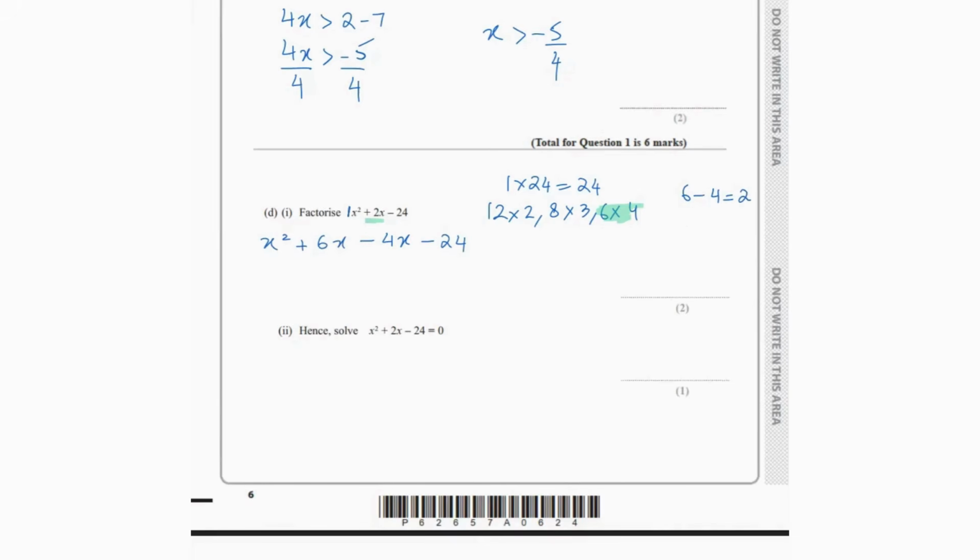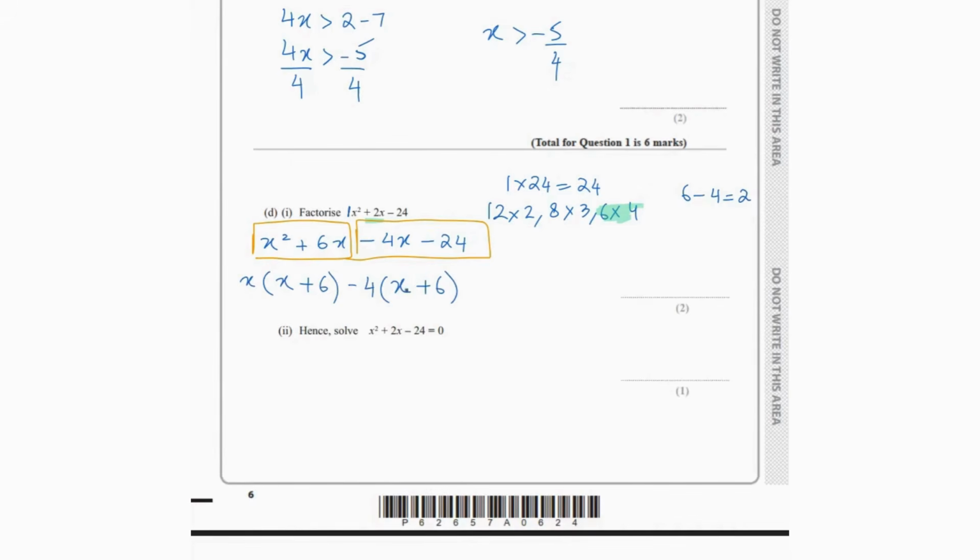Once we've done that, the next step is to factor by grouping. You will split the equation into 2 groups. First 2 terms make one group, last 2 terms make another group. So now in the first group, we can see that we have x common. So then x plus 6, which are the remaining terms, come in the bracket. In the second group, we have negative 4 common. So again, x plus 6 comes in the bracket.